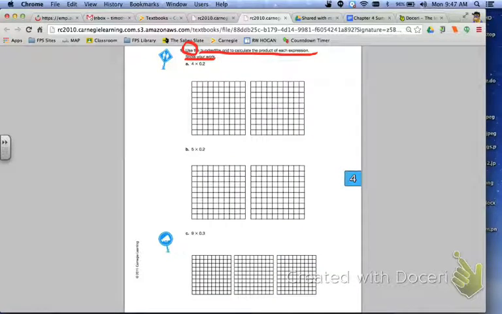Let's go ahead and turn to page 269 and take a look at number 1. Use the hundredths grid to calculate the product of each expression and make sure that you show your work. I'll give you a couple minutes to work on letter A, B, and C with your group members.